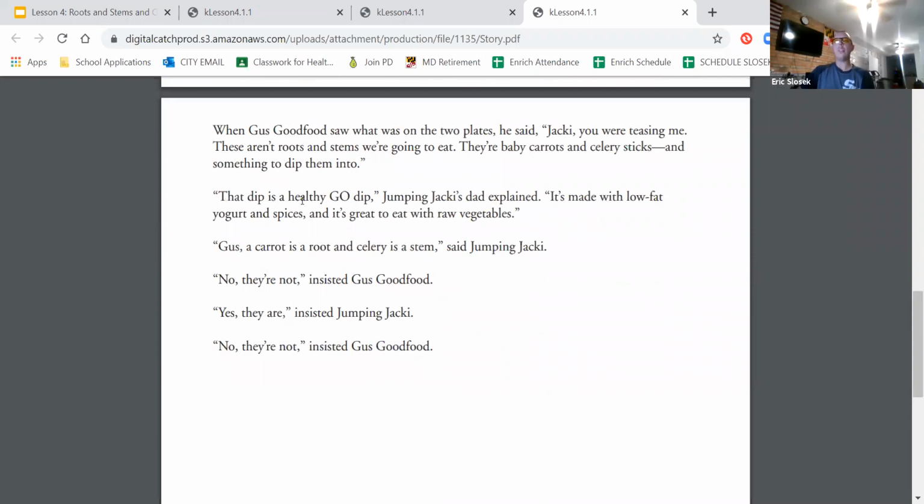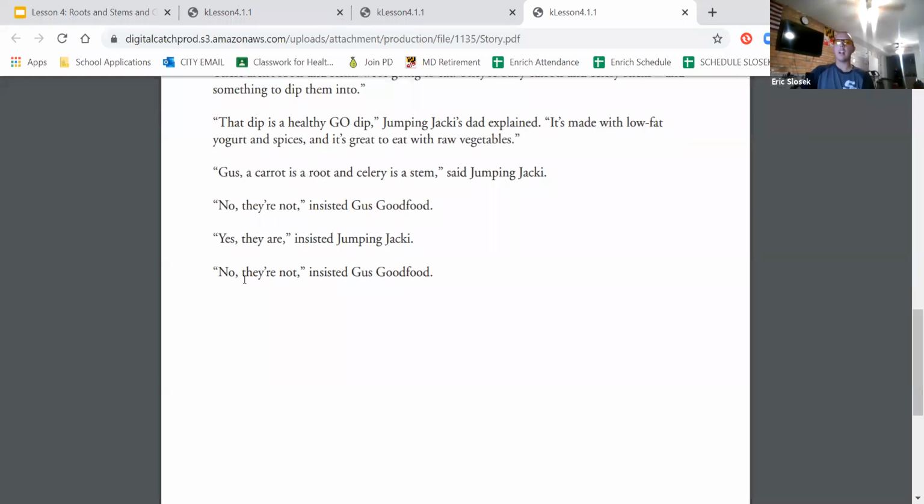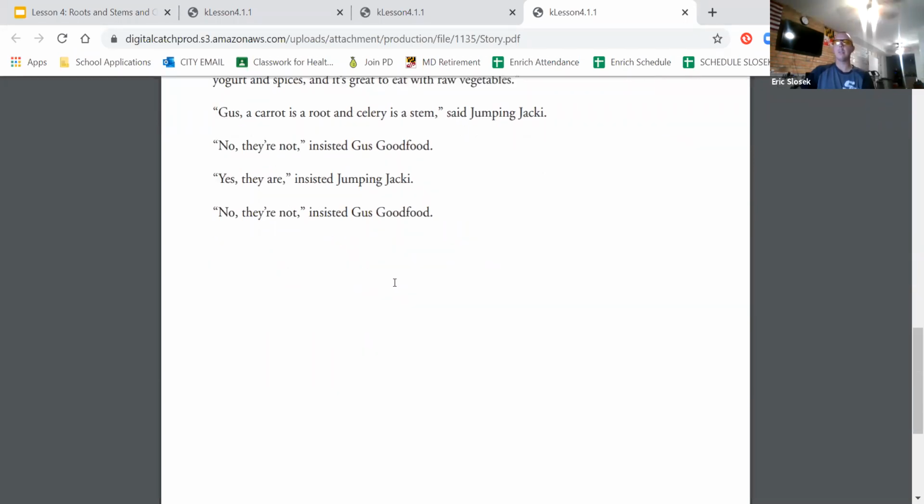"That dip is a healthy Go Dip," Jumpin' Jackie's dad explained. "It's made with low-fat yogurt and spices, and it's great to eat with raw vegetables." "Gus, a carrot is a root, and celery is a stem," said Jumpin' Jackie. "No, they're not," insisted Gus Goodfood. "Yes, they are." "No, they are not," insisted Gus Goodfood.